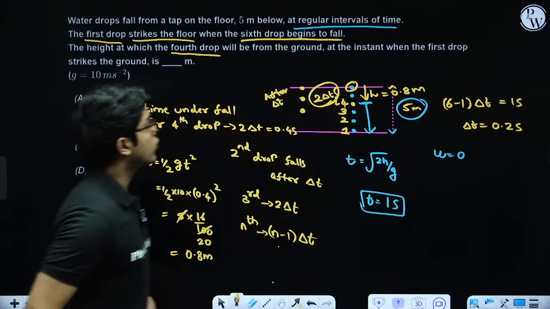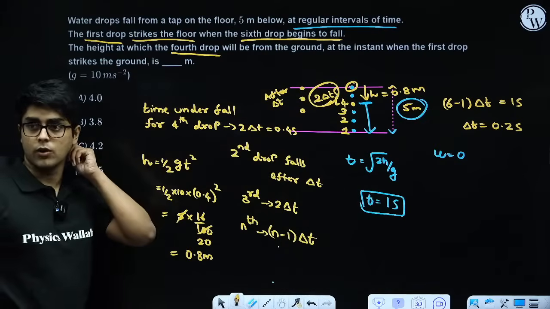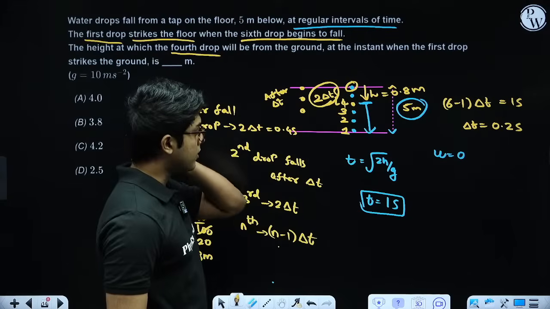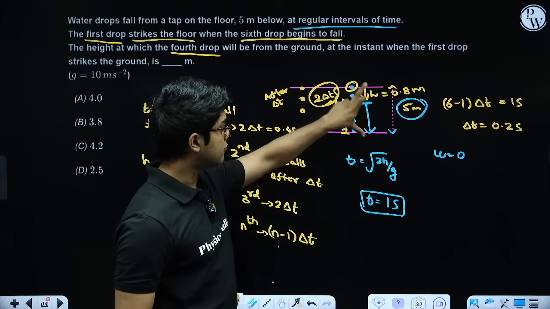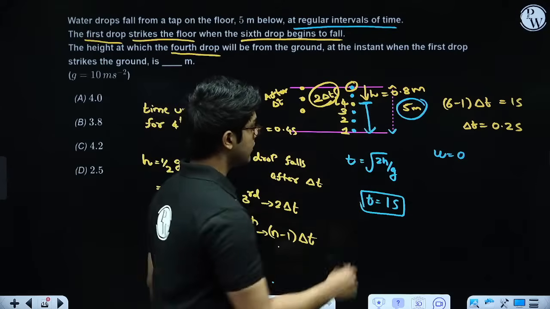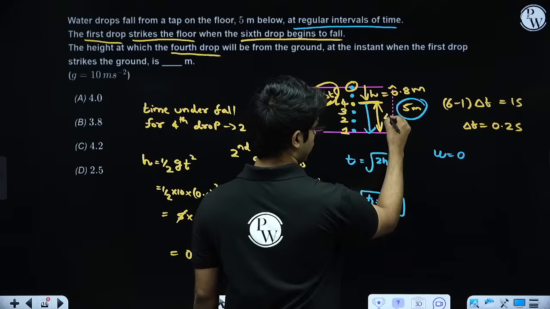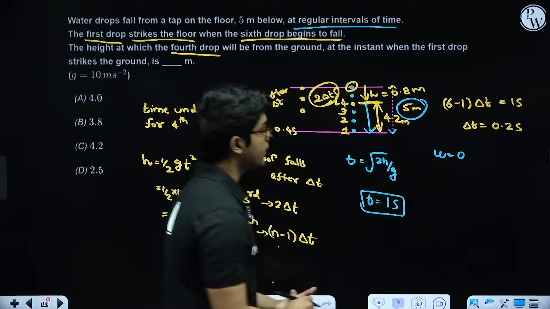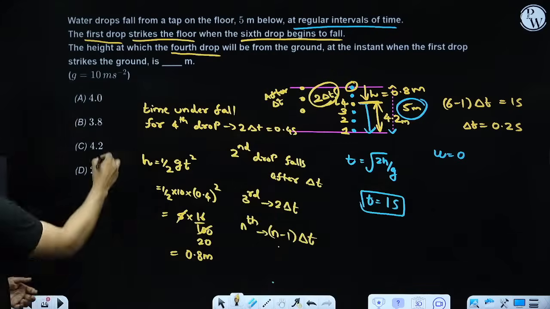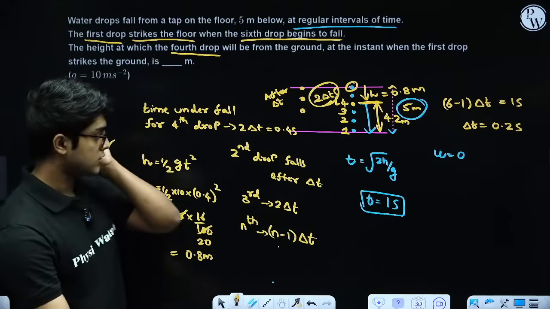So now the question wanted us to find where it will be from the ground. So from the ground we'll just subtract 5 minus 0.8. So from the ground the fourth drop is at a level of 4.2 meters. Okay, so that will be the answer for this question. All right.